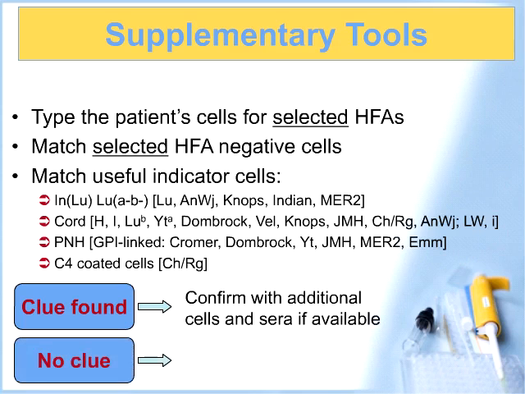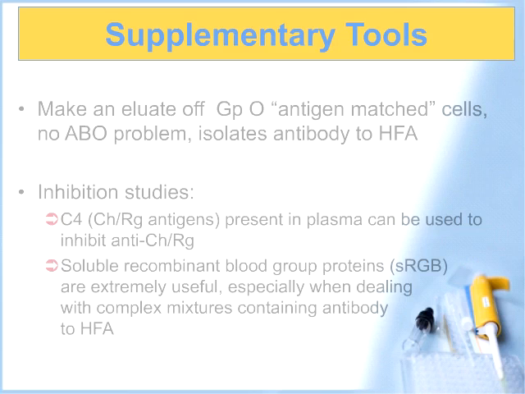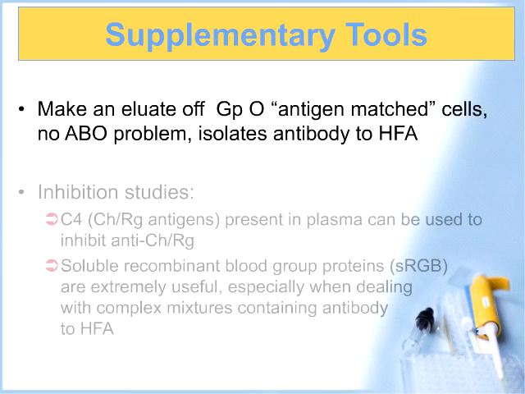If there isn't a clue, this is where we get to have some fun and get a bit creative with the next steps and the next tests that we can look at using. So one of the first options is to make an elute off of group O antigen matched cells. Now again, you need to know what the patient's phenotype is, and this is going to be a recurring theme as we go through these slides.